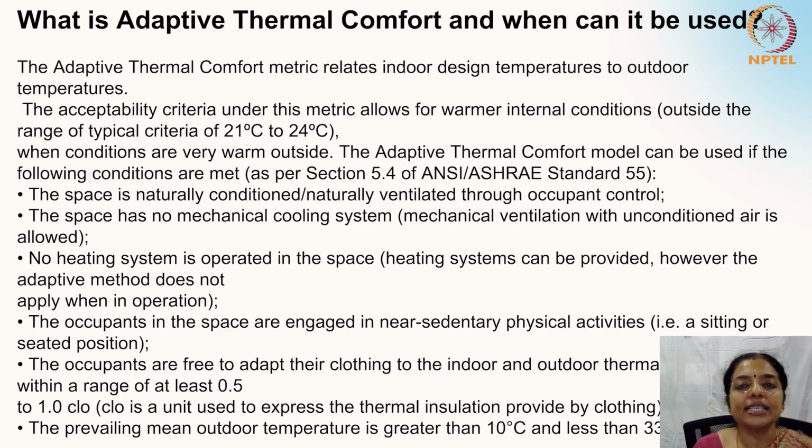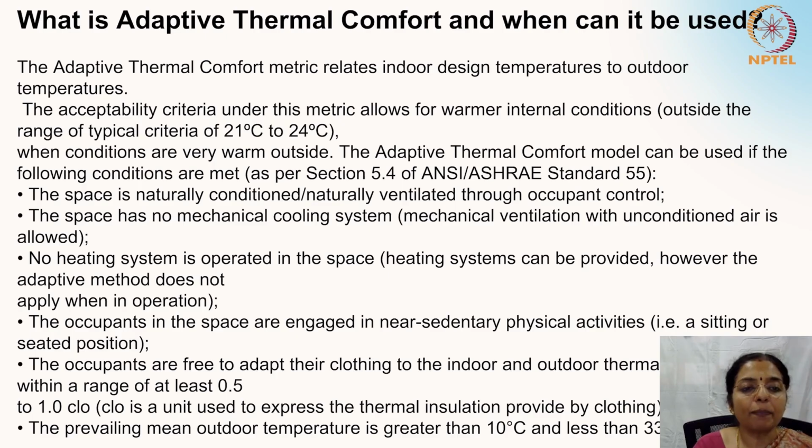So what is this adaptive thermal comfort and where can we use this? The adaptive thermal comfort metric relates indoor design temperature to outdoor temperatures. The acceptability criteria under this metric allows for warmer internal conditions, outside the range of typical criteria of 21 degrees to 24 degrees centigrade, when conditions are very warm outside. The adaptive thermal comfort model can be used if the following conditions are met. This is as per section 5.4 of ASHRAE standard 55.